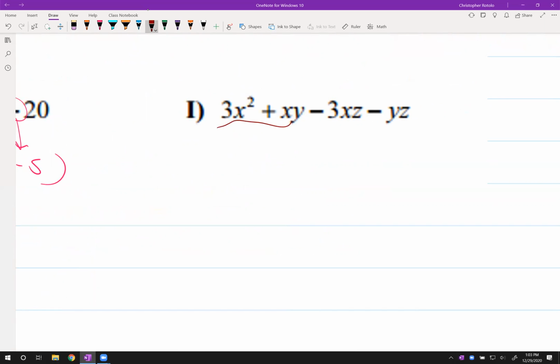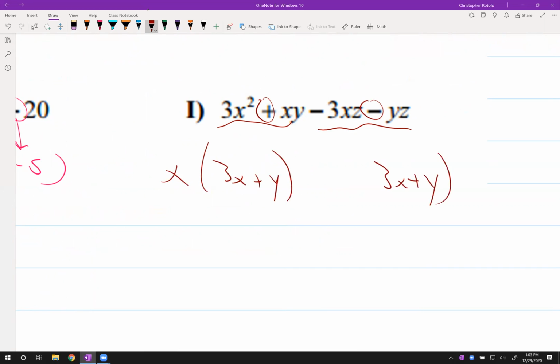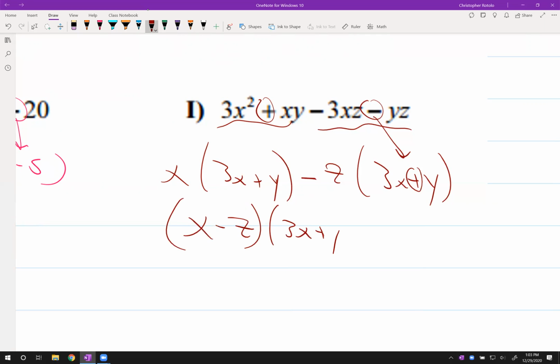All right, let's do this again. Here we go. First two, second two. I got a lot of signs, right? This one's definitely going to be plus, so I'm going to have to take out a negative in the second one, but we'll get to that in just a second. 3, no 3, so just an x. 3x plus y. I need 3x plus y. I need this sign to change, so I'm going to use a negative, and it looks like a z. So x minus z times 3x plus y.